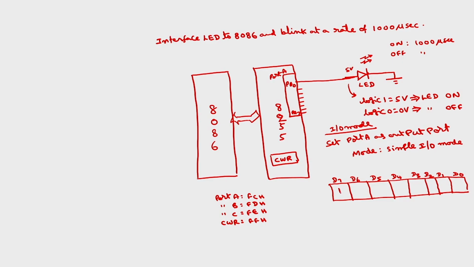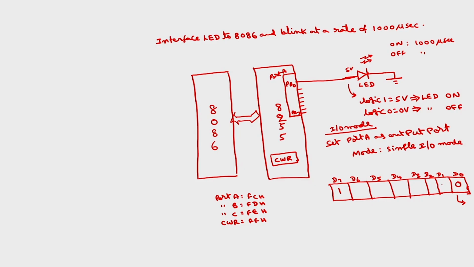So this D7 should be 1 for IO mode. If it is bit set reset mode, this will be 0. Okay. So in this D0, this stands for port C lower, as I have discussed in the earlier slides. I am not using port C lower, so I can program this as either input mode or output mode. For the sake of simplicity, I am representing this as output mode.